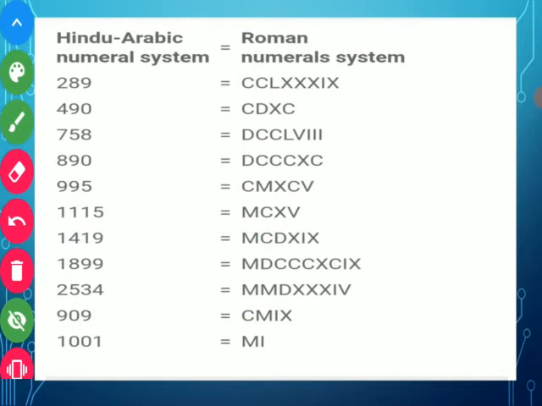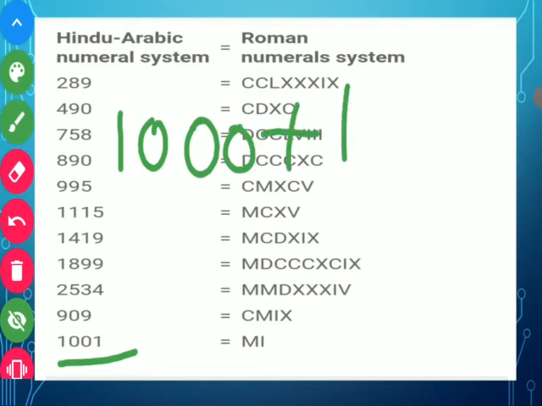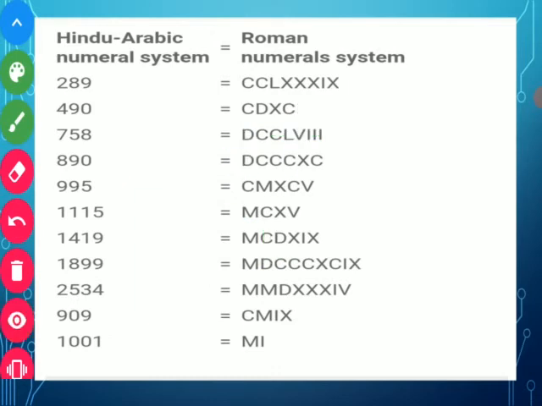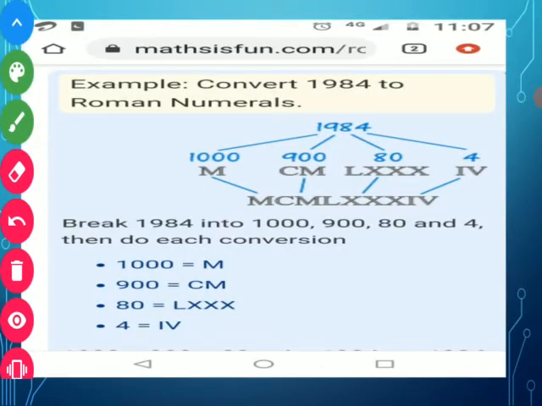Now suppose one more number I am taking here, 1001. If you have to represent 1001, you represent 1000 plus 1. So 1000 means M and 1 means I. So M and then I. This represents the number 1001. So this way Hindu-Arabic numerals can be written in Roman numerals.